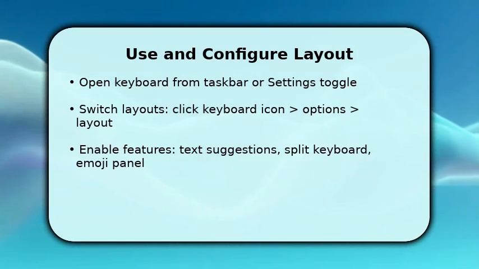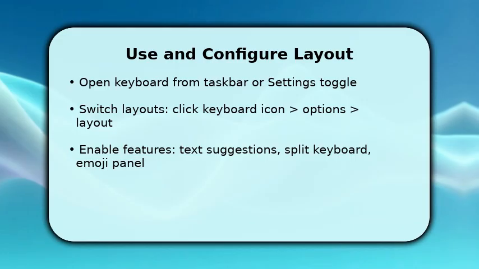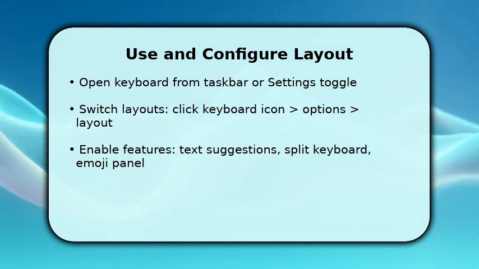Now you use and configure the layout to match your workflow. Open the keyboard from the taskbar button or the accessibility toggle, then click the settings or gear icon on the keyboard to change the layout or enable a handwriting panel.